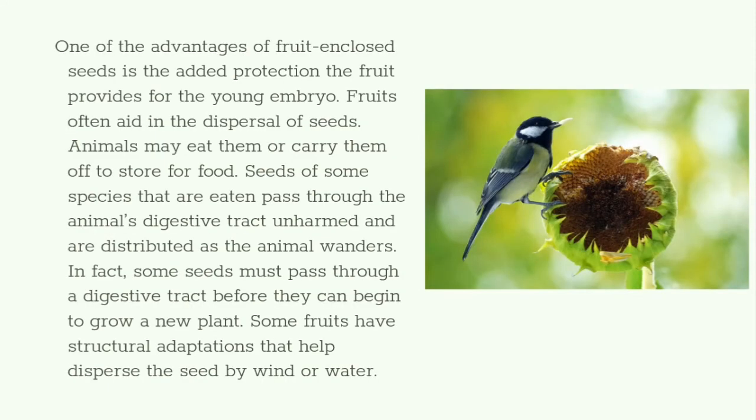One of the advantages of fruit-enclosed seeds is the added protection the fruit provides for the young embryo. Fruits often aid in the dispersal of seeds. Animals may eat them or carry them off to store for food. Seeds of some species that are eaten pass through the animal's digestive tract unharmed and are distributed as the animal wanders. In fact, some seeds must pass through a digestive tract before they can begin to grow a new plant. Some fruits have structural adaptations that help disperse the seed by wind or water.